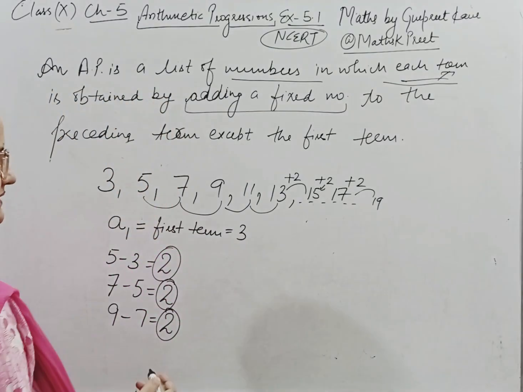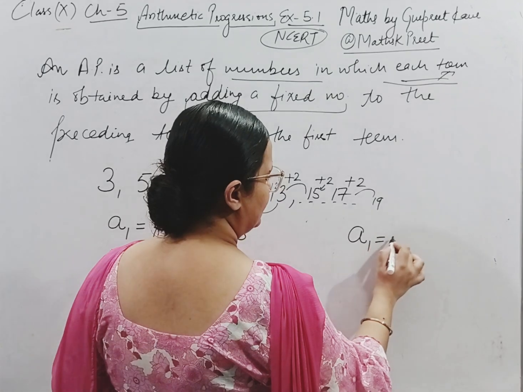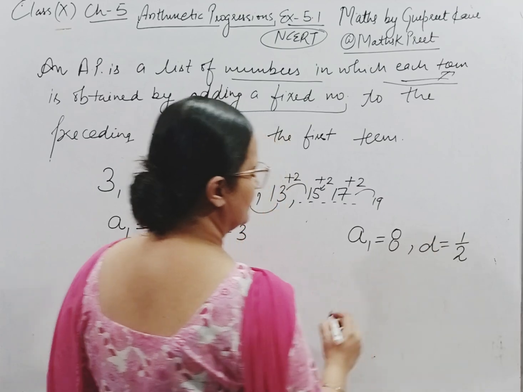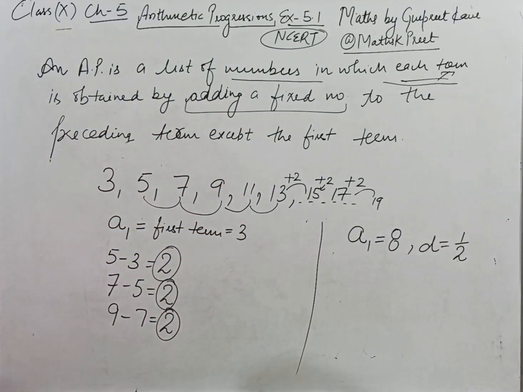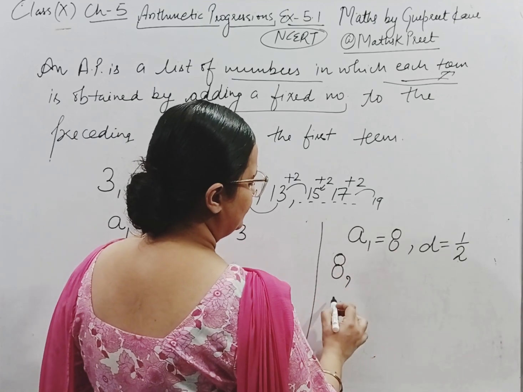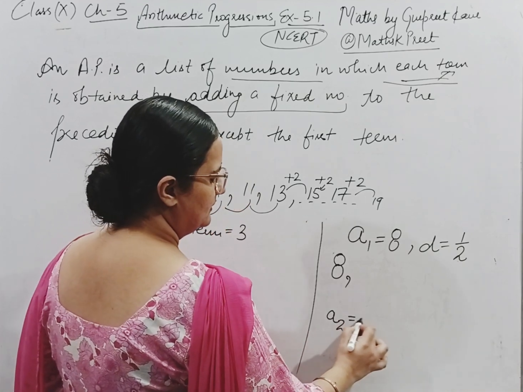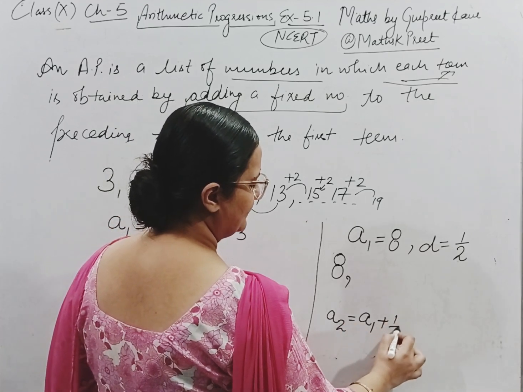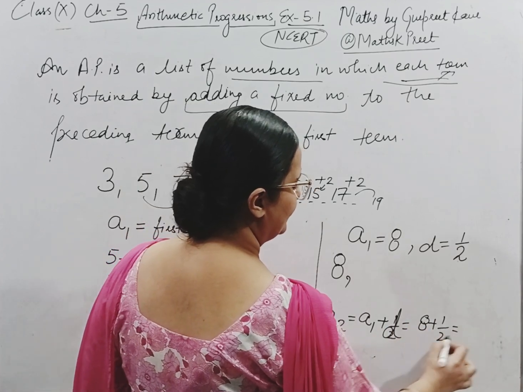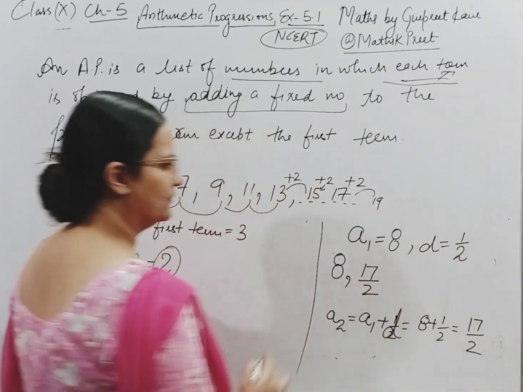The second type of question is where we are given the first term, say A1, suppose this is 8, and the distance d is 1 by 2. It is asking me to form an AP using these two things. Obviously the first term will be 8. The second term, A2, will be equal to A1 plus d, which is 8 plus 1 by 2. Taking the LCM, I get 17 by 2. So the next term is 17 by 2.